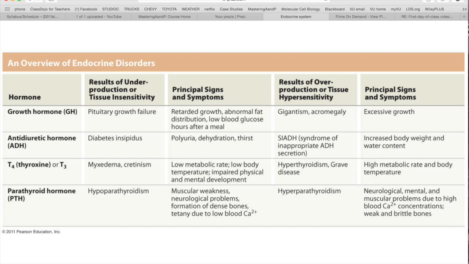Then parathyroid hormone underproduction would be hypoparathyroidism, and in this case you'll have low blood calcium levels, which leads to muscle weakness and neurological problems. Also, you can form really dense bones. Too much PTH is known as hyperparathyroidism. Leads to neurological, mental, and muscular problems due to high blood calcium levels. It also leads to weak and brittle bones because the calcium is being removed from the bones and sent to the blood.